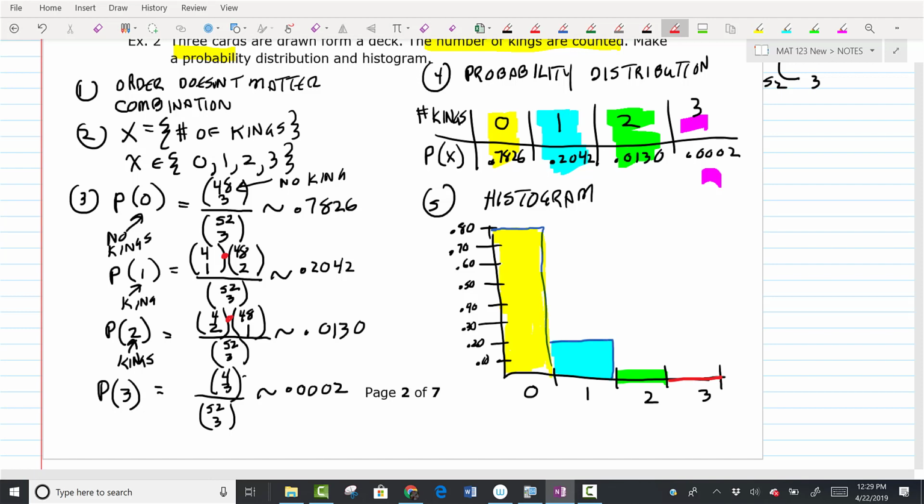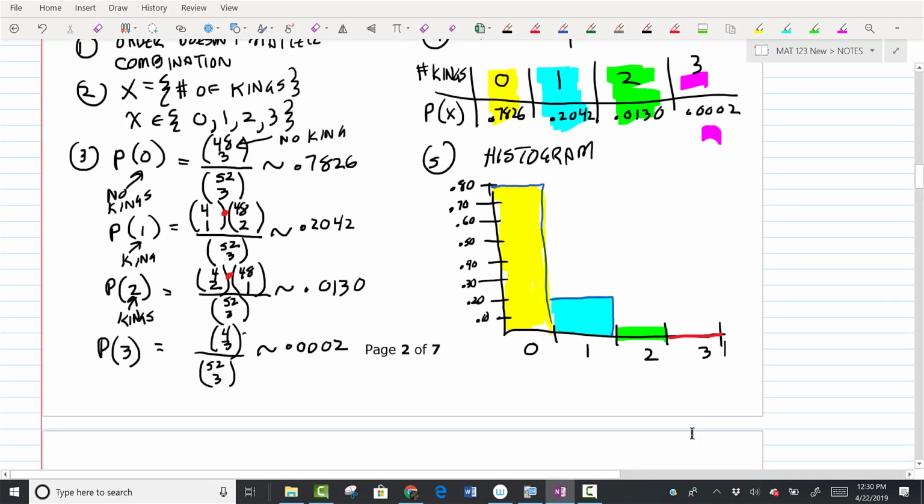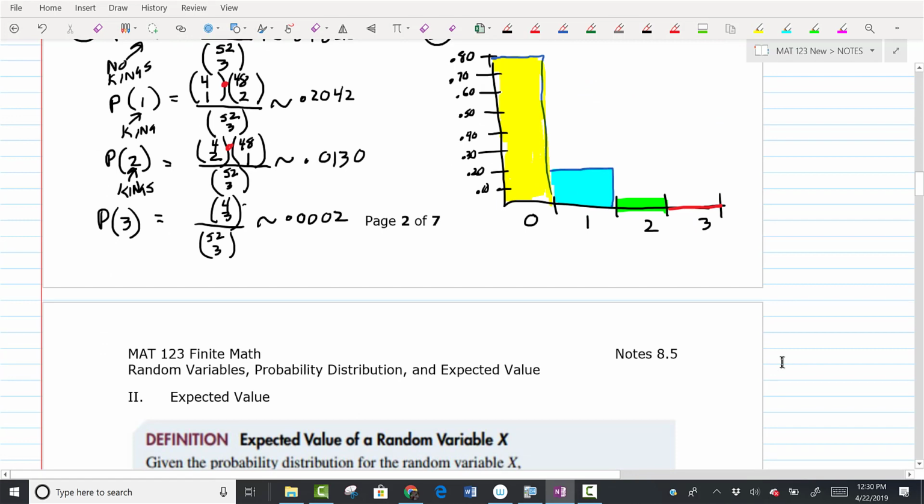So we crunched out all the probabilities for the possible numbers of kings. That's the probability distribution. It's just like a table, and then that translates into a histogram. The purpose is that it's real clear visually which is the highest probability. That's the purpose of graphing a lot of times, to visually see what is represented by your data. Any questions about anything so far? Okay, we good? All right, now we're going to look at expected value as the big thing that we look at in this section.